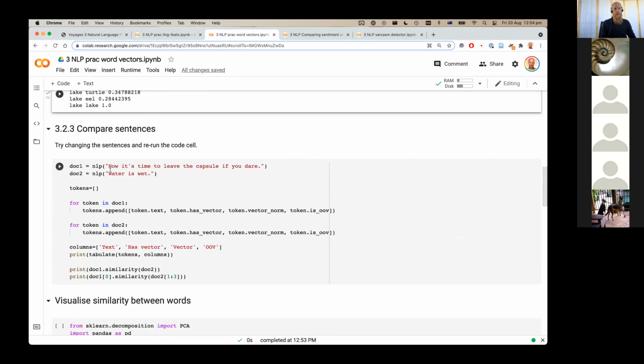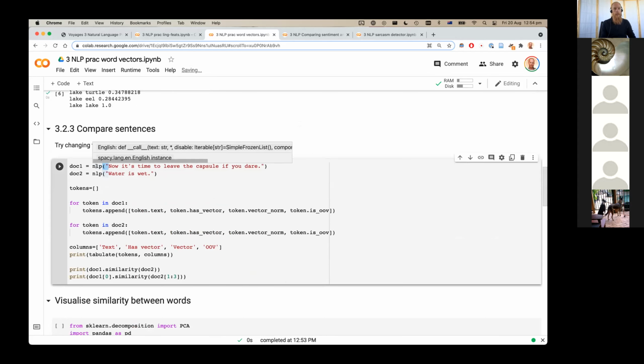We can also compare sentences. So again, we'll make 2 spaCy docs. The first one will be this sentence, a line from a Bowie song. The second is a statement. We're going to convert all of these docs into lists of tokens and show some information about the tokens. So the information that we're going to look at: does this token have a vector in the training data? What's the value, and is it out of vocabulary?